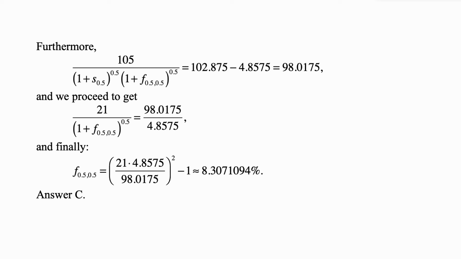And we solve this for F.5,0.5, and that turns out to be (21 times 4.8575 over 98.0175) squared minus 1. That's approximately 8.307109%, which is answer C.